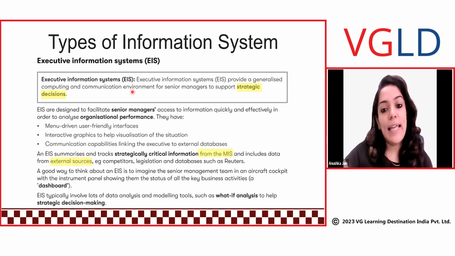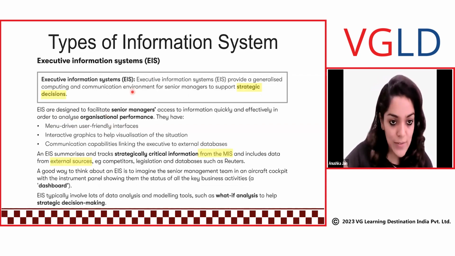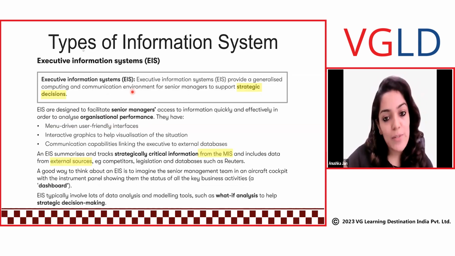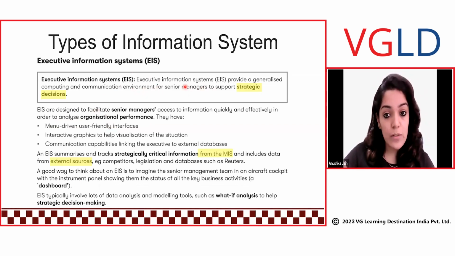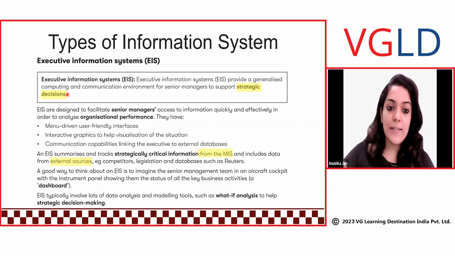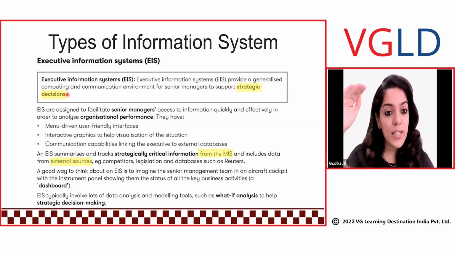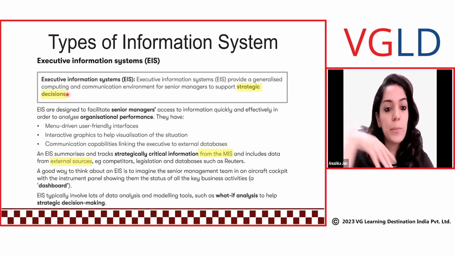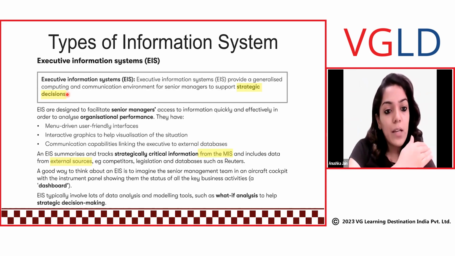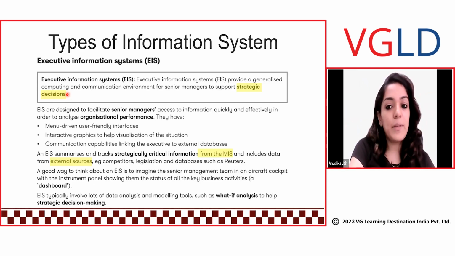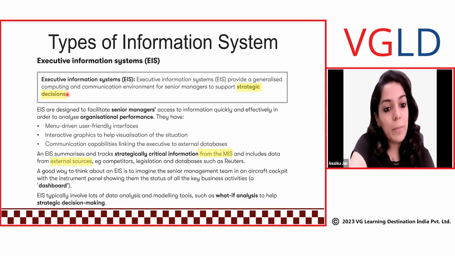Next is your executive information system. What is an executive information system? It provides a generalized computing and communication environment for senior managers to support strategic decisions. So EIS will be relevant for strategic management because it provides a generalized computing and communication environment. It will not have a standard format. Depending on the needs and requirements of the strategic management, the format could be changed.